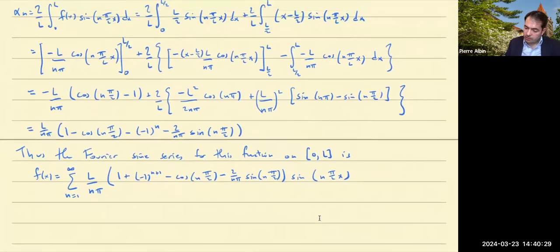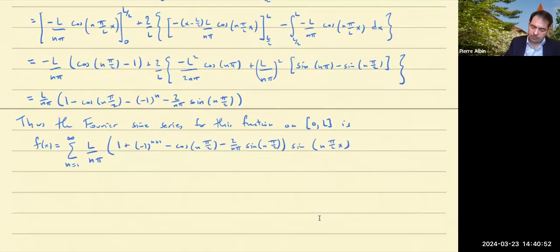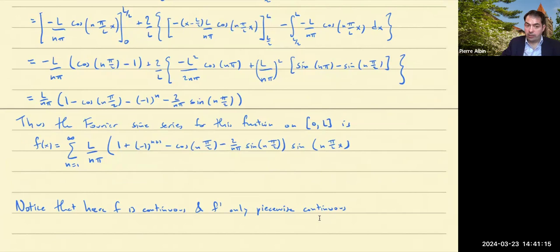Now this function is a little different from the ones we considered before, in that while it is continuous, its derivative is not continuous. Its derivative is equal to 0 between 0 and L over 2 and equal to 1 between L over 2 and L. Notice that here f is continuous, and f prime is only piecewise continuous. So it's continuous up to jump singularities.